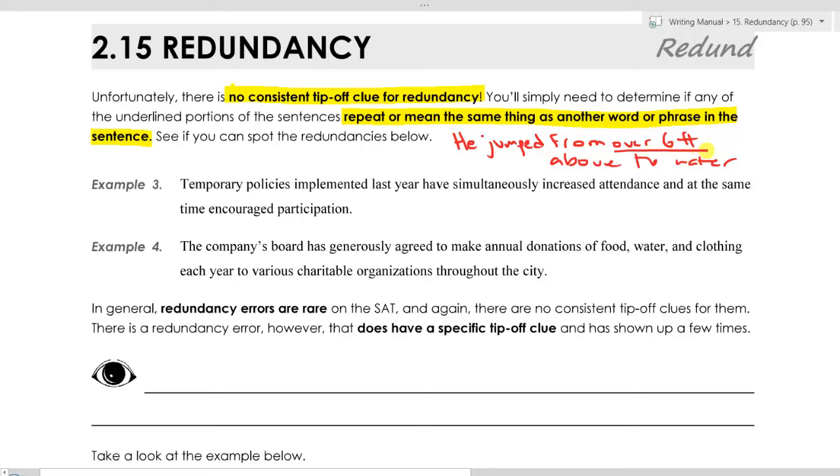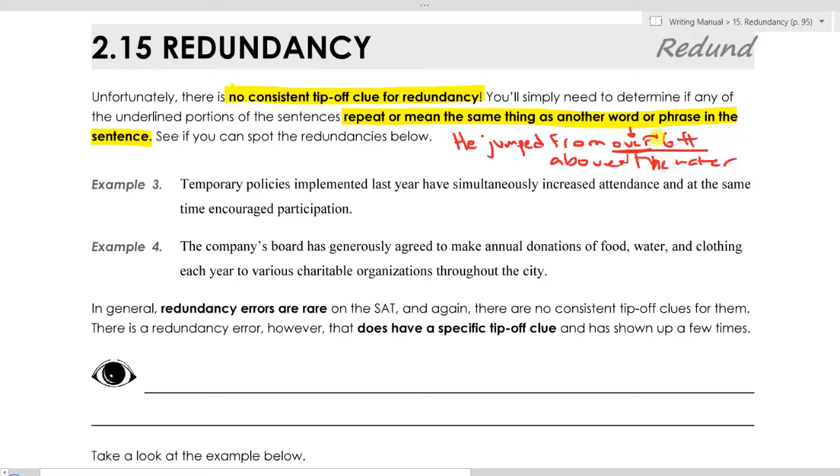If over 6 feet was underlined, some students are going to say, well, you don't need the over because that's redundant. You could just say he jumped from 6 feet above the water. Over adds something to this sentence. It adds more detail. Jumping from 6 feet above the water and jumping from over 6 feet above the water are two different things. Some students might think you don't need the over because you're already saying above the water, but that's not how over is functioning in this sentence.